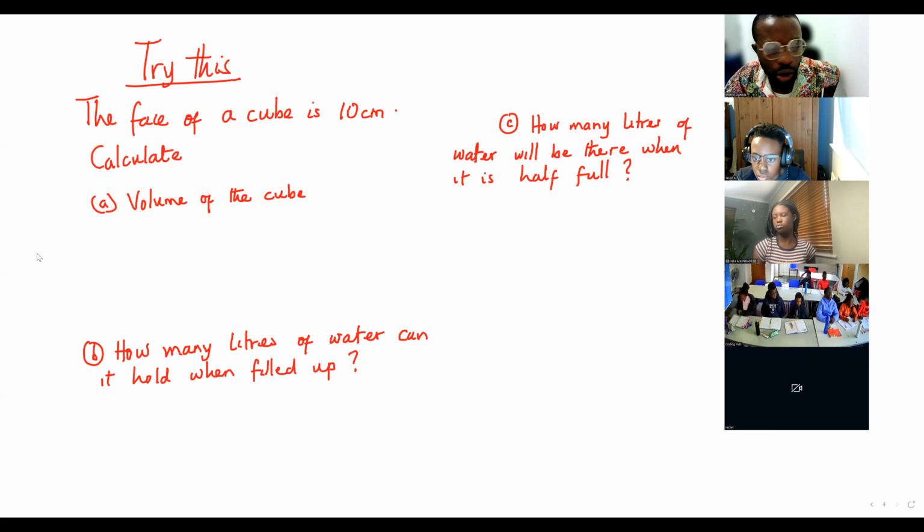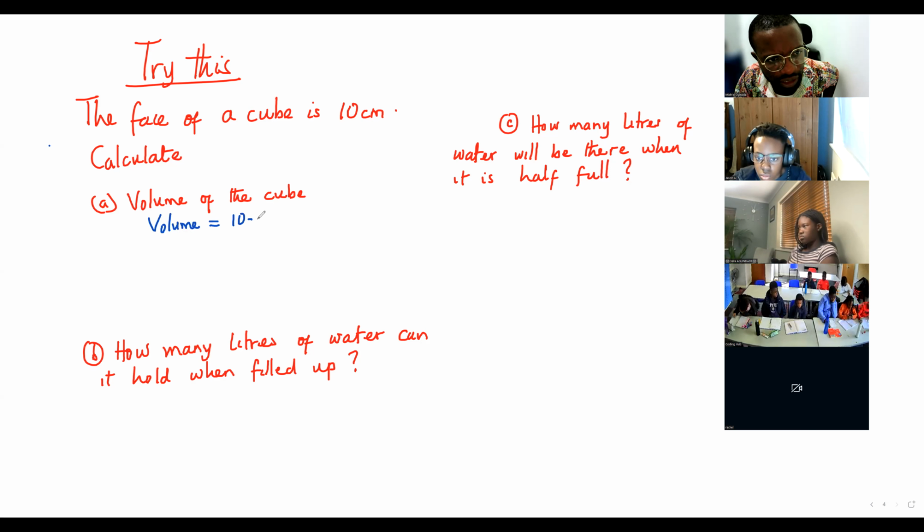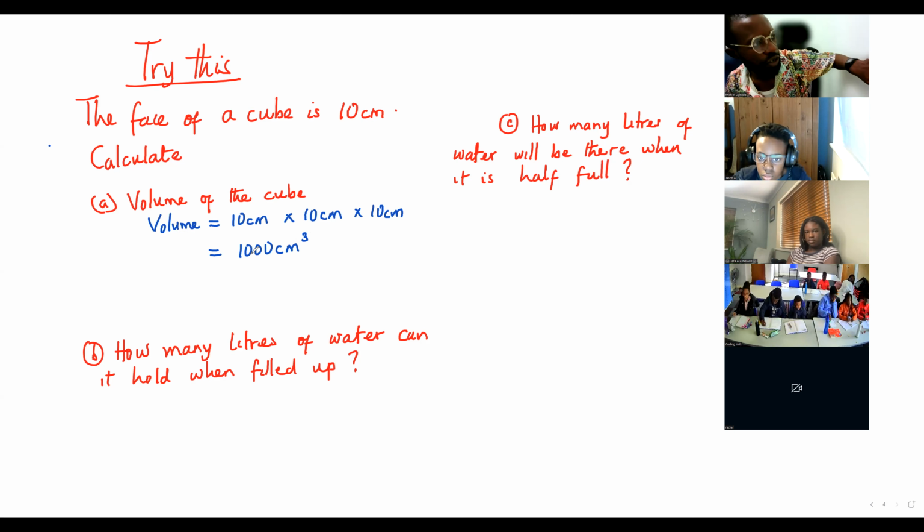Okay, who's ready to roll? Who's telling us first? Who's working out the volume? Memphis, go on. So for the volume, I did 10 times 10 times 10, which was 10 centimeters times 10 centimeters times 10 centimeters. And what is that? 1,000. 1,000 centimeter cube. Very good.